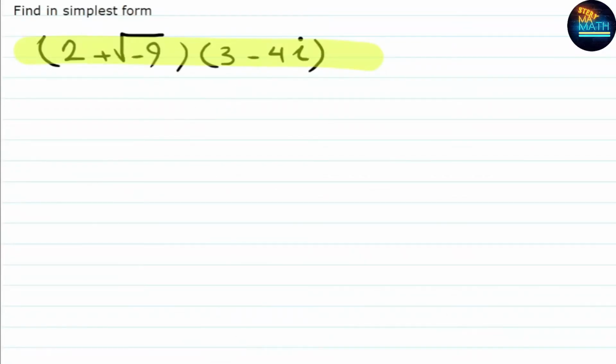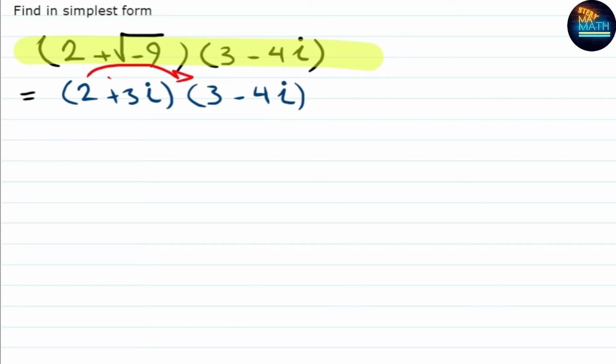Find in simplest form (2 + √-9)(3 - 4i). You know that the square root of negative 9, you have negative underneath the square root, and that means you have i. And the square root of 9 is 3, so the square root of negative 9 is 3i. Alright. To multiply the two parentheses, you have to multiply each term in the first parentheses by the second parentheses. So 2 times 3 and 2 times negative 4i. And 3i times 3, and then 3i times negative 4i.